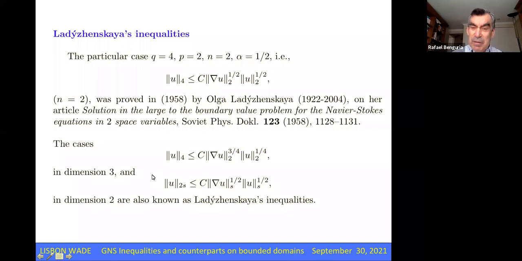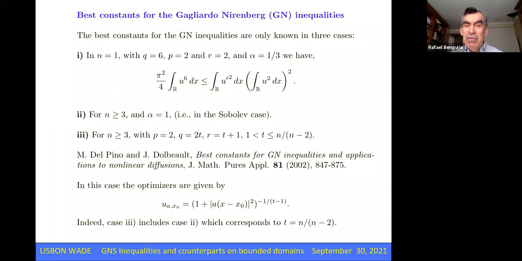One of the concerns of people who study the Gagliardo-Nirenberg inequality is to get sharp constants. Sharp constants are known in a few special cases. One of the easiest cases is the one in dimension one, which I'm going to mention later too. For that case, the constant is known: it is 4/π² here.